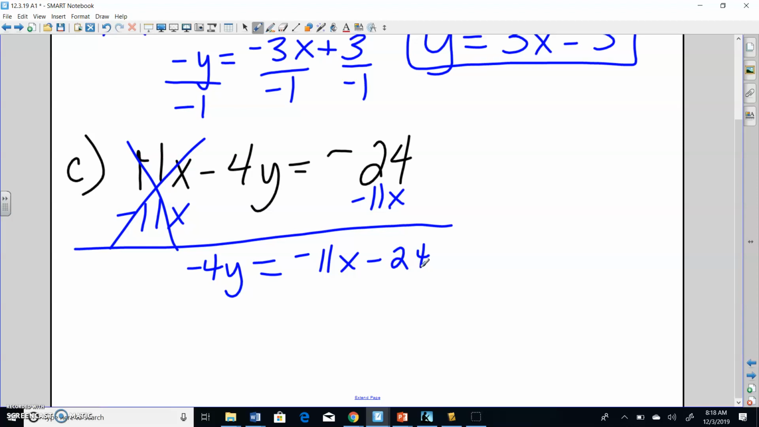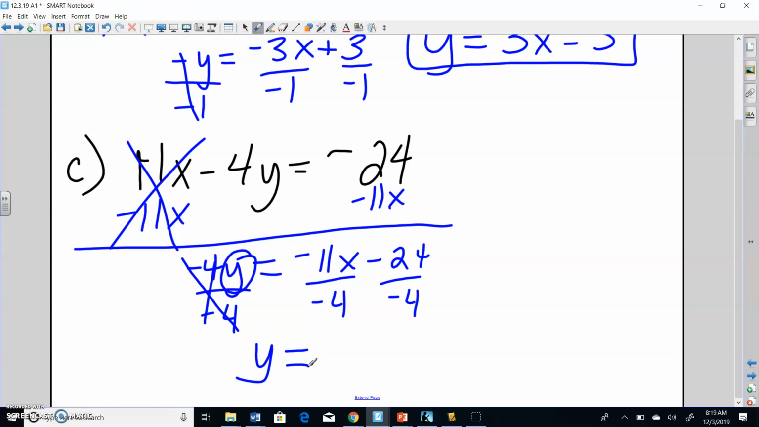Well, we're almost done on the left. We just want it to be y on the left. So, yep, divide everything by a negative 4, each one of these. So that's going to get rid of the 4 there, but we still have y on the left.